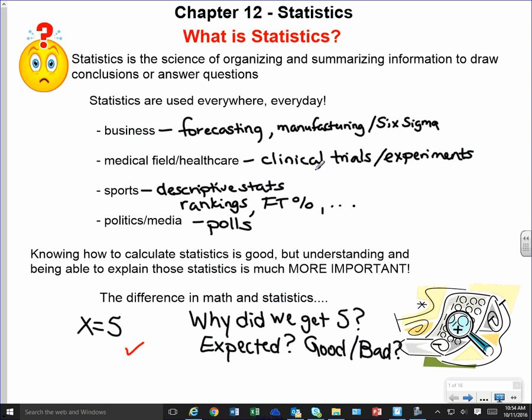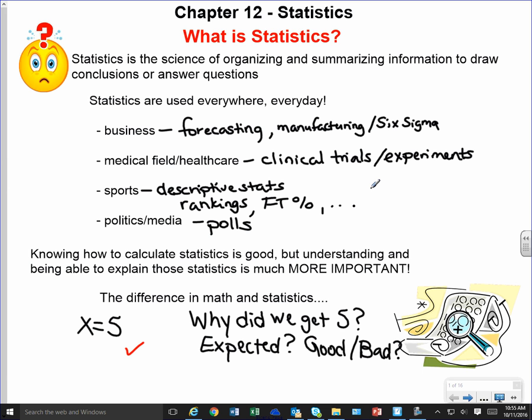In the medical field or healthcare, we hear about clinical trials and experiments, when they're trying to figure out if a new therapy is better than an old one, or if a new drug is better, or what kind of repercussions we might have from changing to a certain new drug that maybe we've heard about. Those are all figured out by using clinical trials or experiments, and the way they figure out if one thing is better than another is by using statistics.